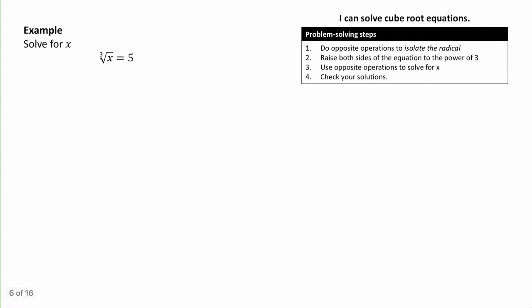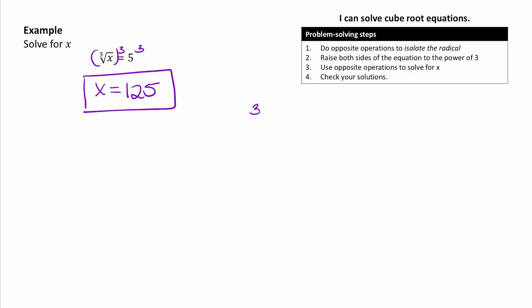So now let's go ahead and solve for x. We have the cube root of x equals 5. Since the cube root is already isolated, we're going to raise both sides to the third power. When we do that, we get x equals 5 to the third, which is 125. Remember, we always want to check our solutions, so we're going to verify that the cube root of 125 is equal to 5. If you do this on your calculator, you'll find that this does in fact equal 5.